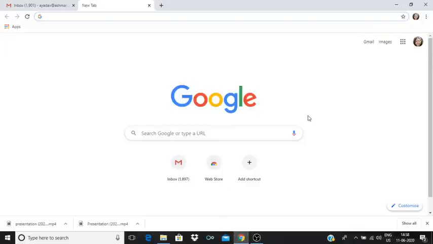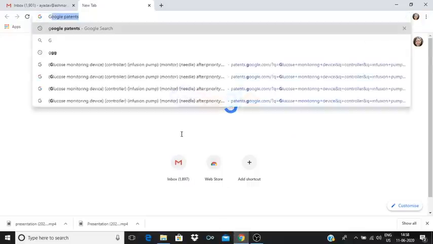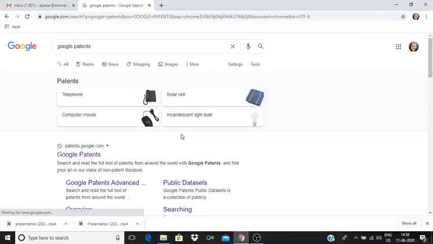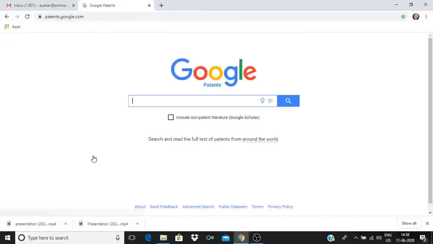Let's look at this particular field. This is a Google taskbar in which we'll type Google Patents. This is the first link that has come. So this is the taskbar in which we need to write a keyword. Suppose the keyword is glucose monitoring device.